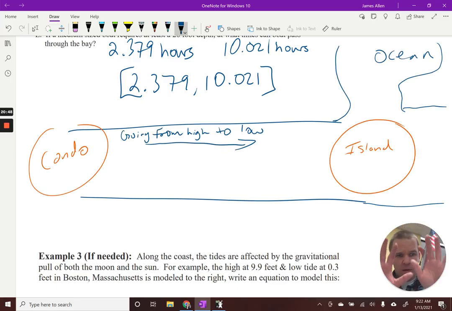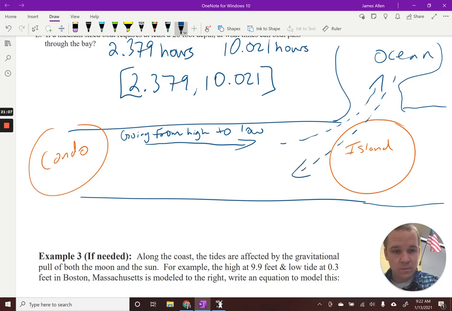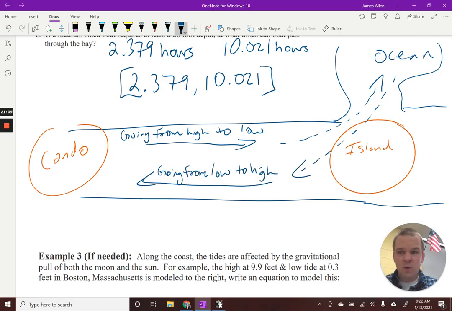as I was saying, to get to Peanut Island. Here's my drawing here. We're going from the condo to the island. We're going from high tide to low tide, so that water is being carried back out to the ocean, right? Now, when we go from low to high tide, the water is coming back in from the ocean and filling up that inlet, so then there's a current that would push us back towards the condo.